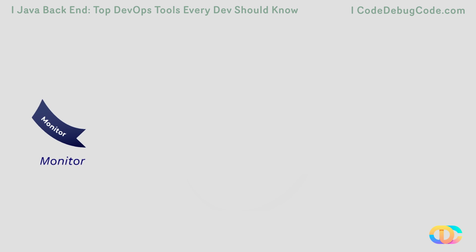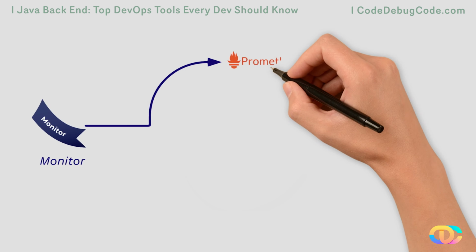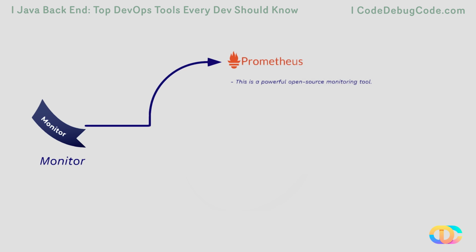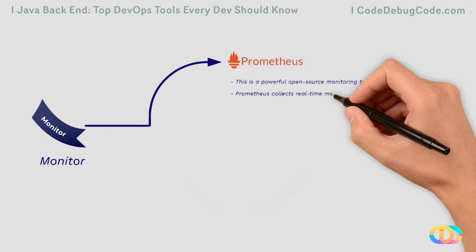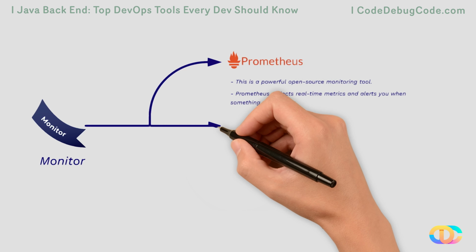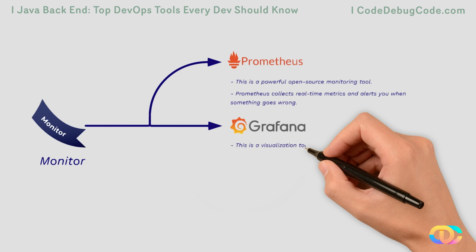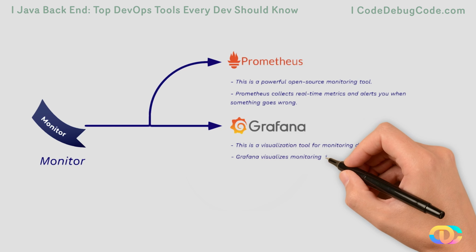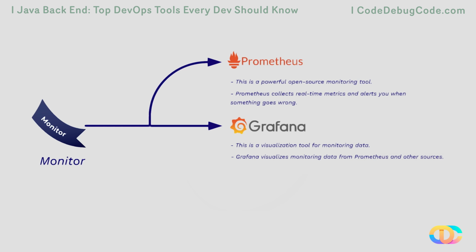First one is Prometheus. This is a powerful open-source monitoring tool. Prometheus collects real-time metrics and alerts you when something goes wrong. Now, second one to discuss is Grafana. This is a visualization tool for monitoring data. Grafana visualizes monitoring data from Prometheus and other sources.